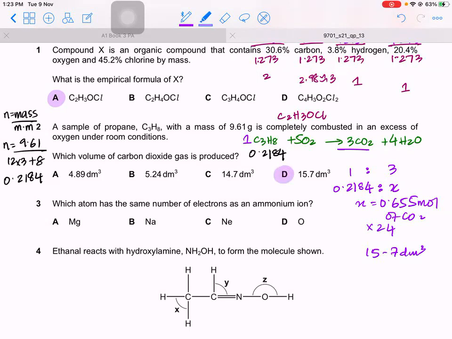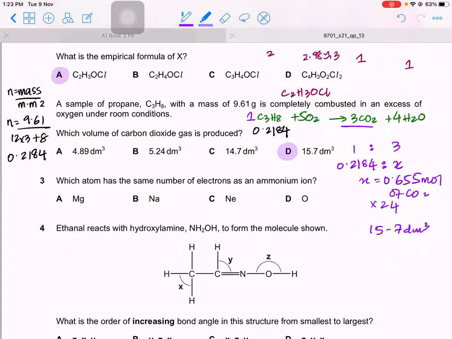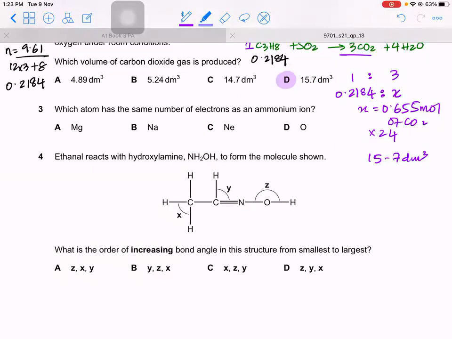Clear? Question number 3. Which atom has the same number of electrons as an ammonium ion? Ammonium ion is what? NH4 plus. So they're saying which one has the same number of electrons? Ammonium is NH4 plus, and it is formed when ammonia reacts with H plus, making a dative bond. So you have nitrogen right here with 3 hydrogens. These are normal covalent bonds. This is the lone pair of nitrogen. This right here is your dative bond.